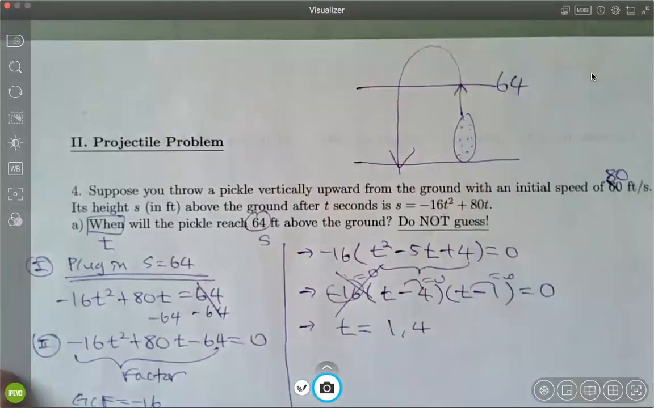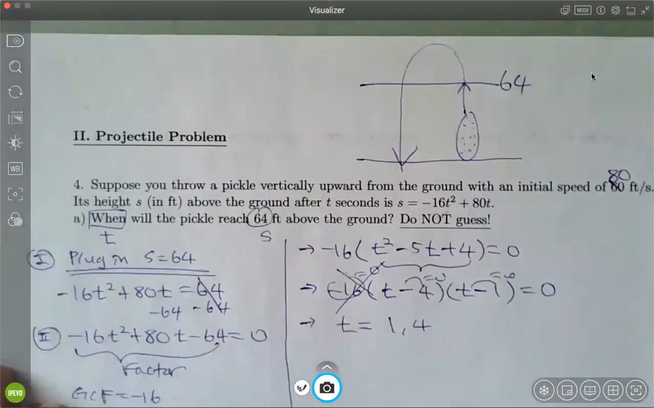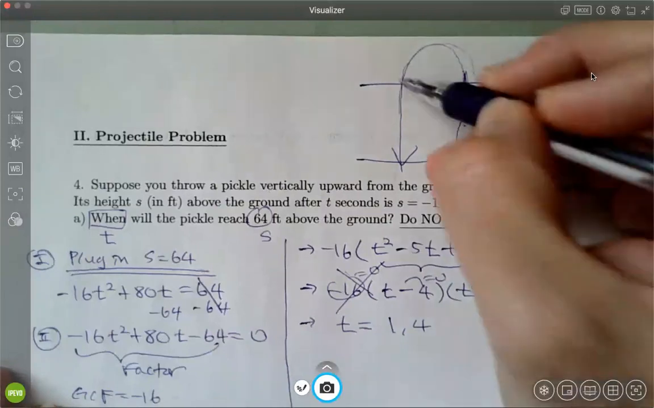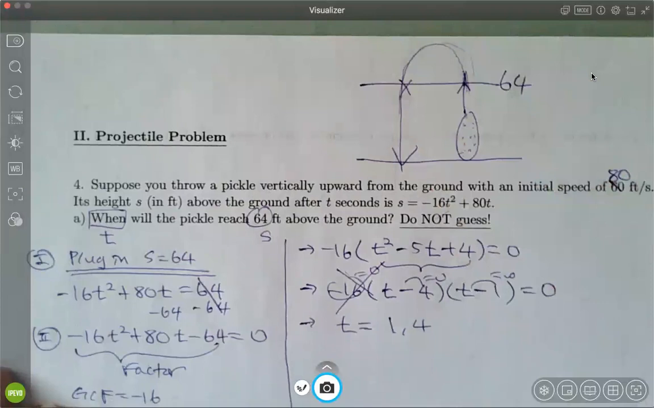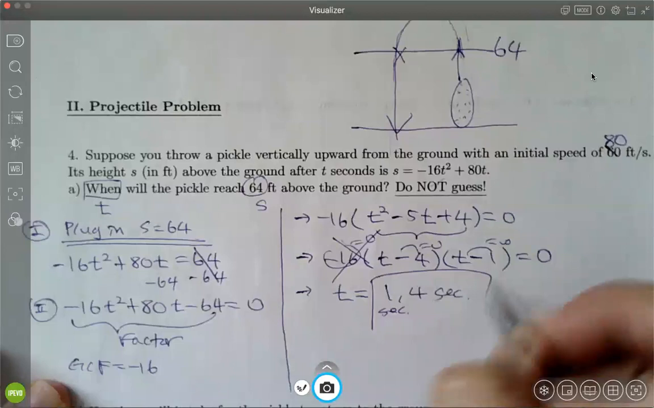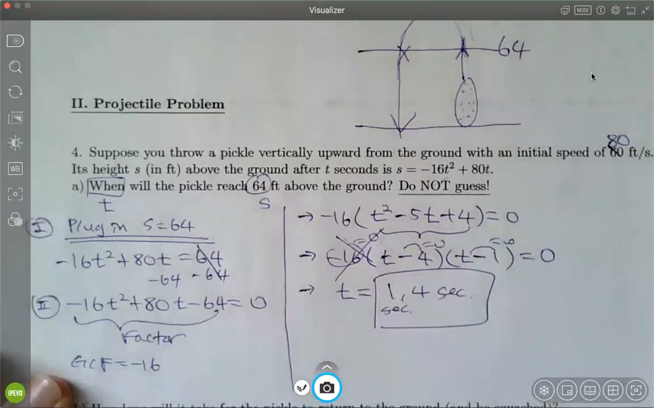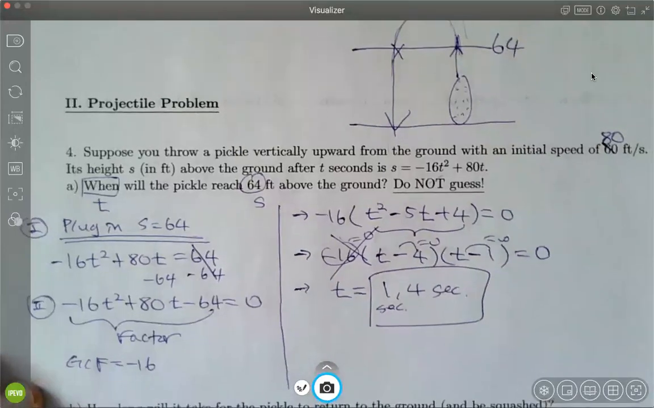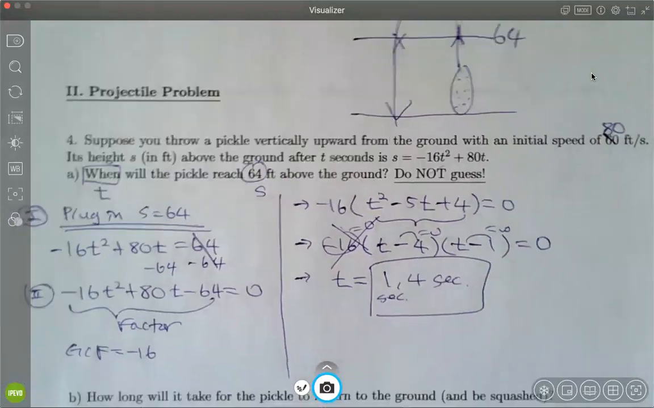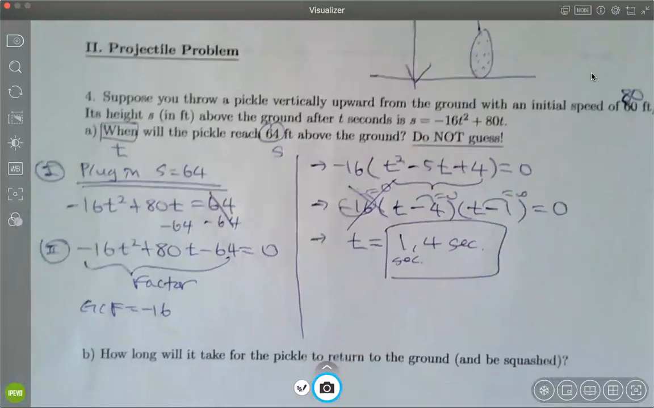So what does that mean? It will hit 64 once, so that means 1 second since takeoff. And then when it comes back to the ground, it hits once again. So this time, both numbers are okay. That's why earlier I said you have to be careful, because sometimes you may have to cross out one number, but some other times you may have to keep both.